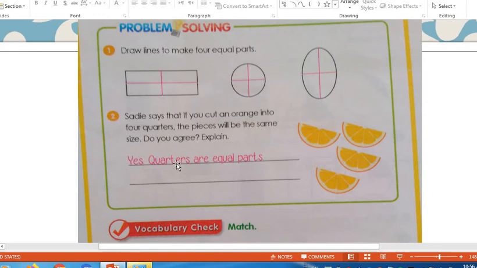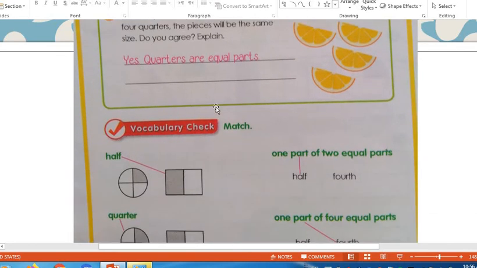Sadia says that if you cut an orange into 4 quarters, the pieces will be the same size. Do you agree? Explain. Yes, quarters are equal parts. If I have here an orange and I cut it here like this, vertically and horizontally, it will give me 4 equal parts.